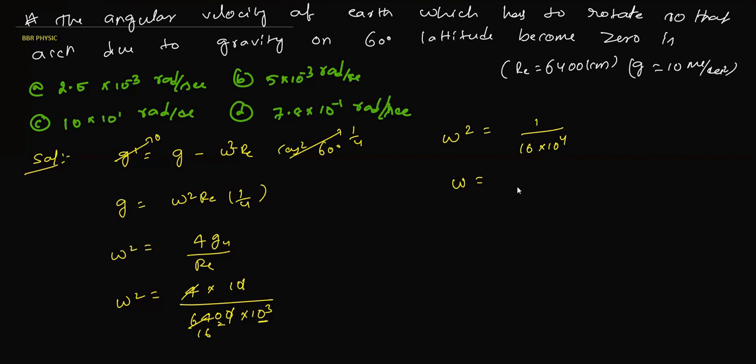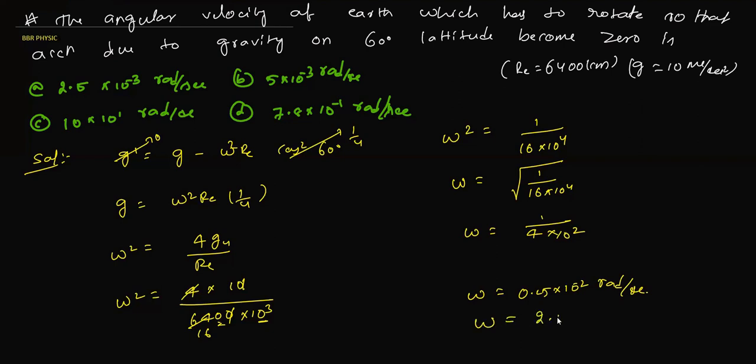So omega equals the square root of 1 by 16 into 10 raised to 4. The square root of 16 is 4, and the square root of 10 power 4 is 10 raised to 2. We can send 10 raised to 2 to the numerator, giving 10 raised to minus 2. The 1 by 4 value is 0.25 rad per second in SI units. So we can write omega equals 2.5 into 10 raised to minus 3 rad per second.